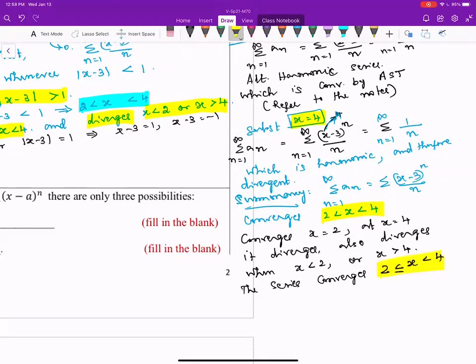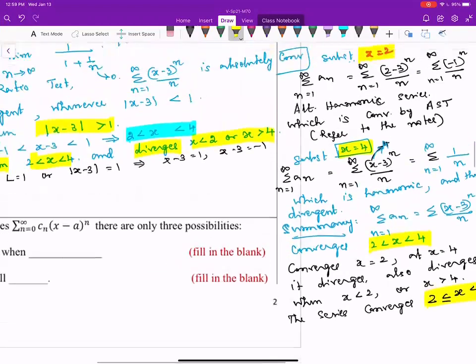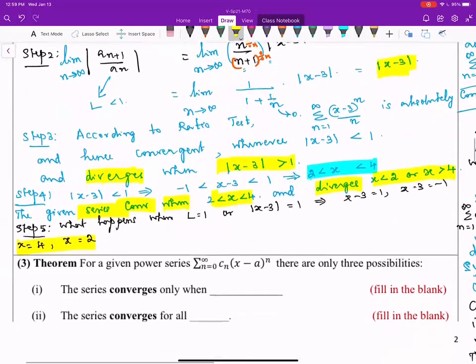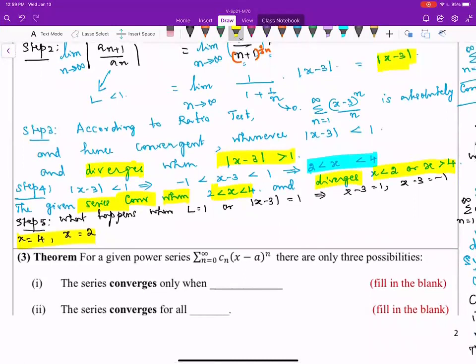So whenever you do these kinds of problems, one caution is that you will be able to do the first part without any difficulty, but remember that you have to also check the endpoints of the interval because the limit value equal to 1 means that the test is inconclusive. So you have to apply a different technique to find whether the series converges at the endpoints of the interval also.